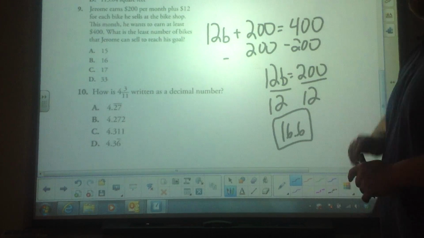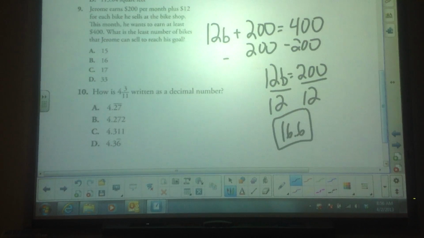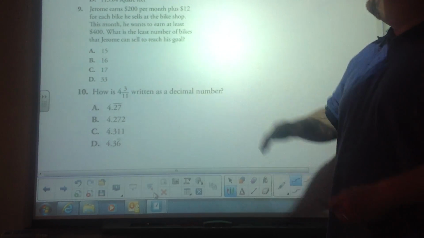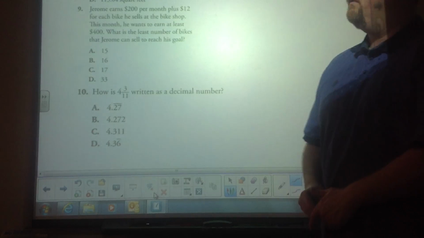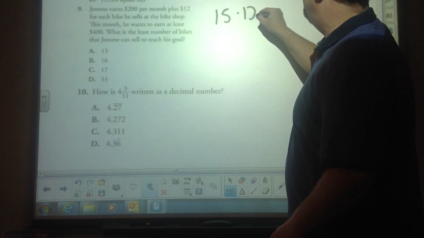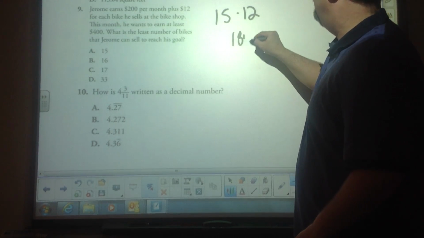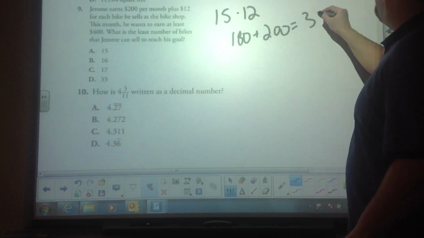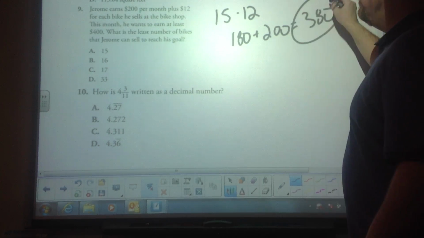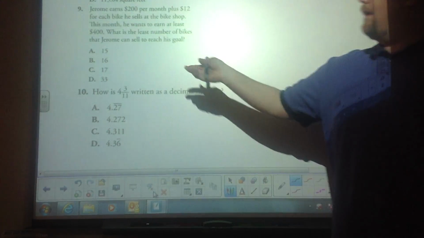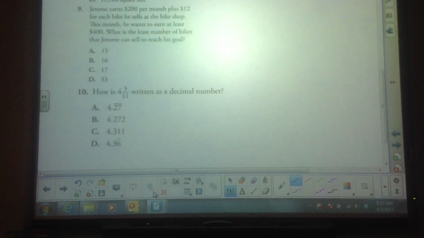Okay? Now you can do it this way, and again, I've taught you this all year. And I don't recommend shortcuts as a matter of teaching math, but I will tell you this. If you get stumped on this and you cannot do it, try every one of these numbers. First you can say 15 times 12, which is 180, plus my $200 a month equals 380. That's not enough because we have to have 400. Okay? Then you would try it with 16. You would try it with 17. And then when you get to 17, you understand.